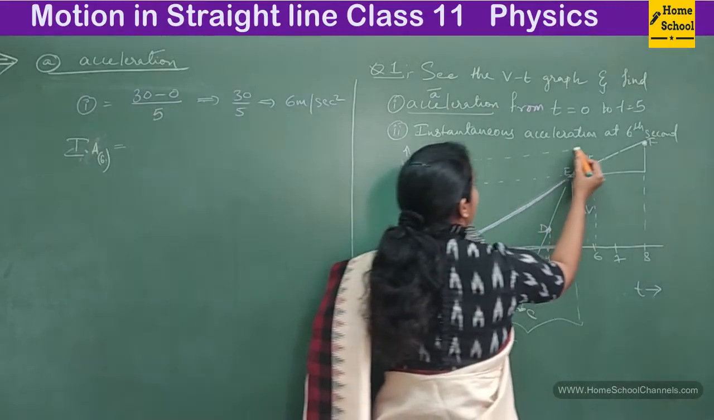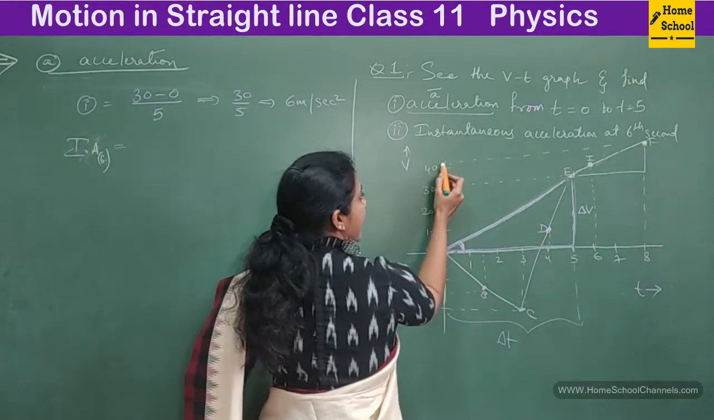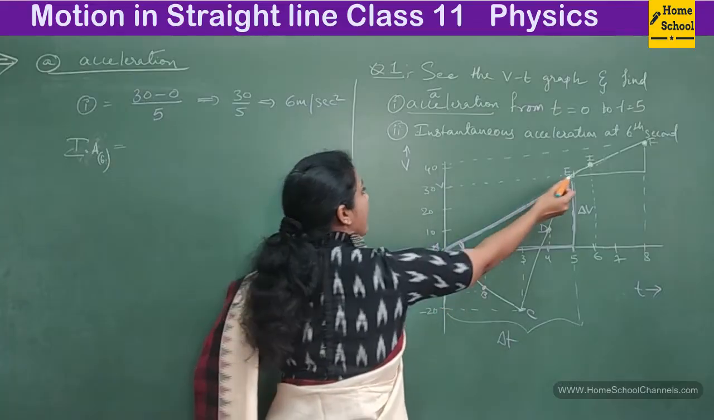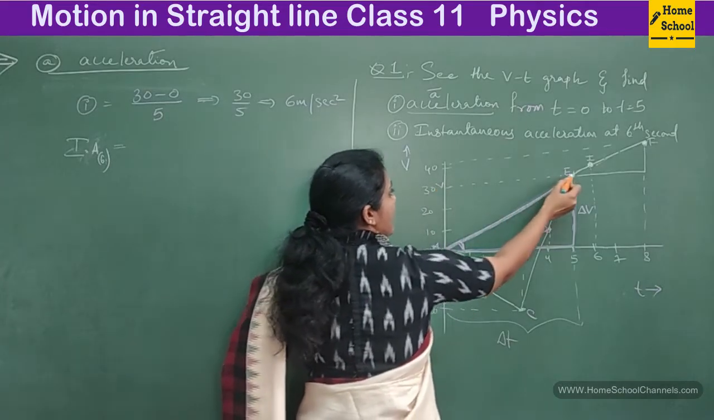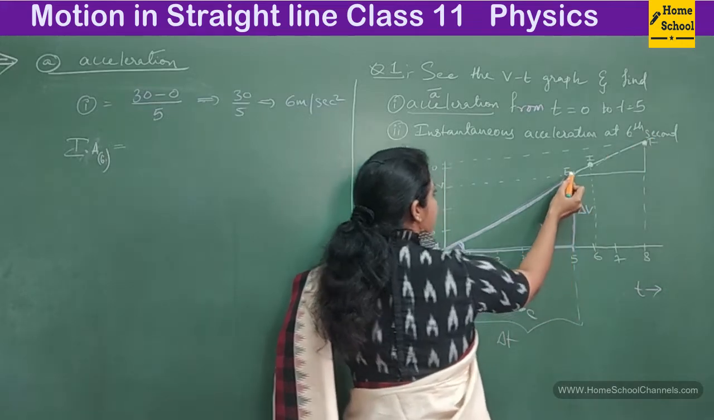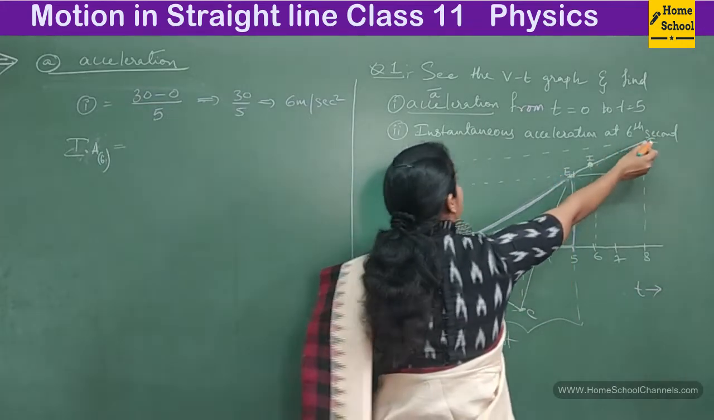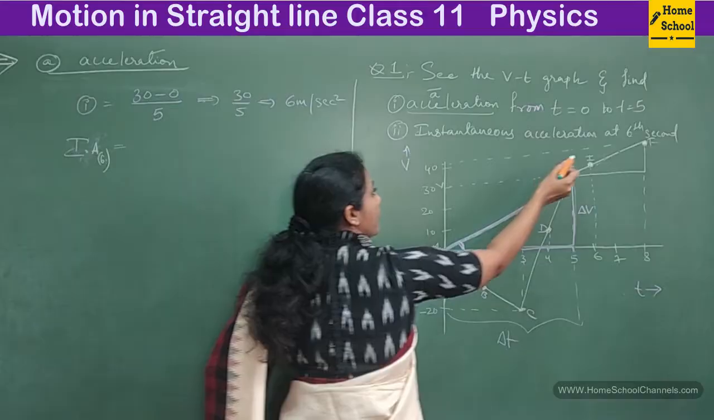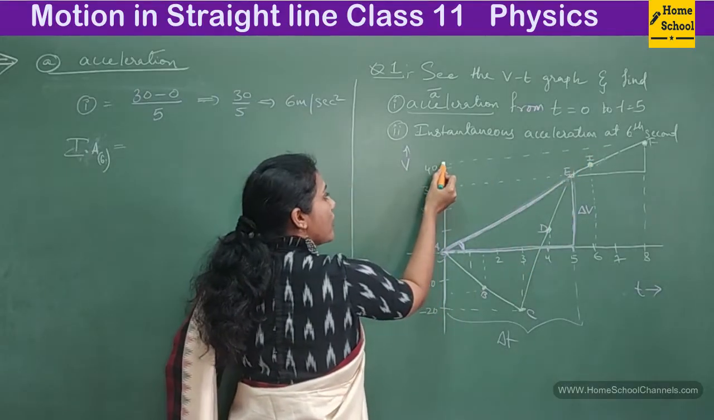Say, what is the final velocity now? Final velocity is this V. Here the initial velocity is V because it is the starting point. I'm just considering E and F. So E is the initial velocity and F, the line drawn, is the final velocity.